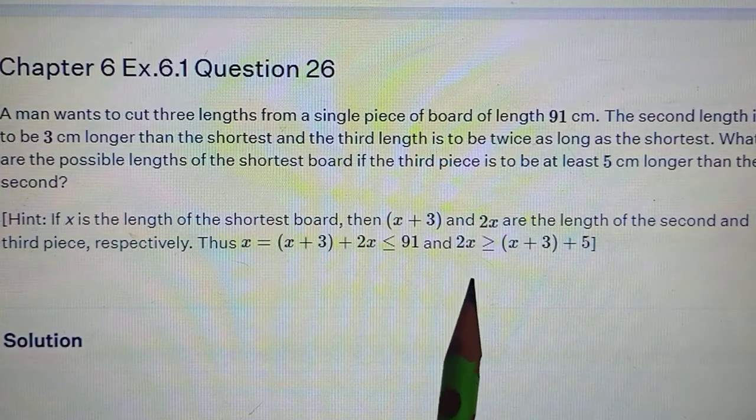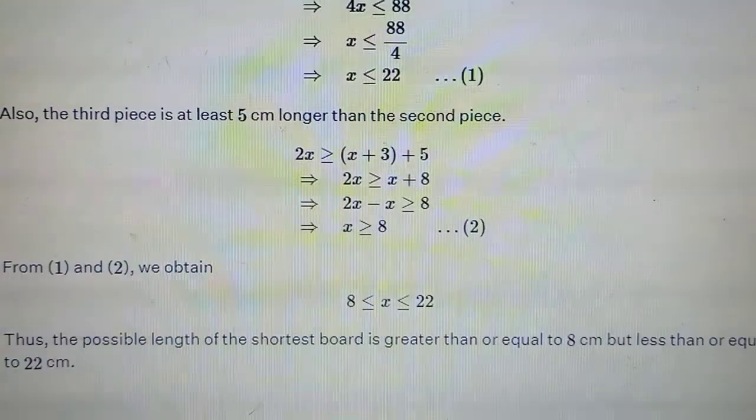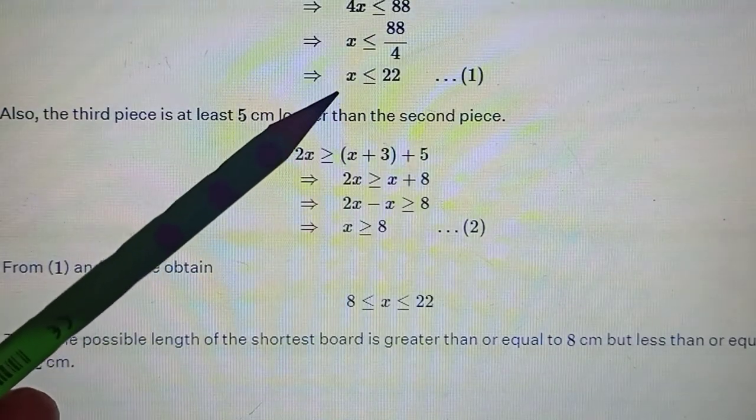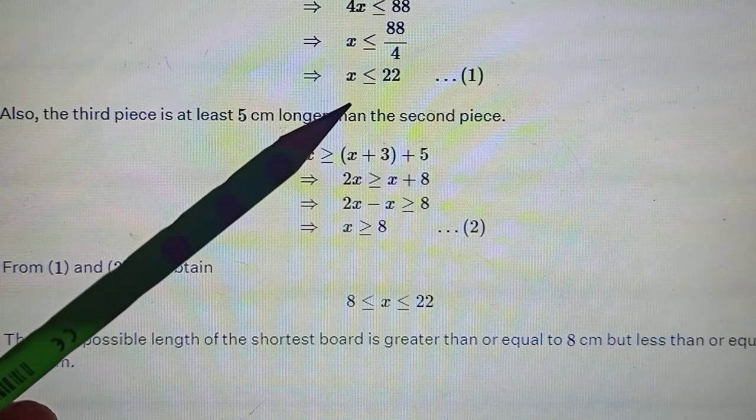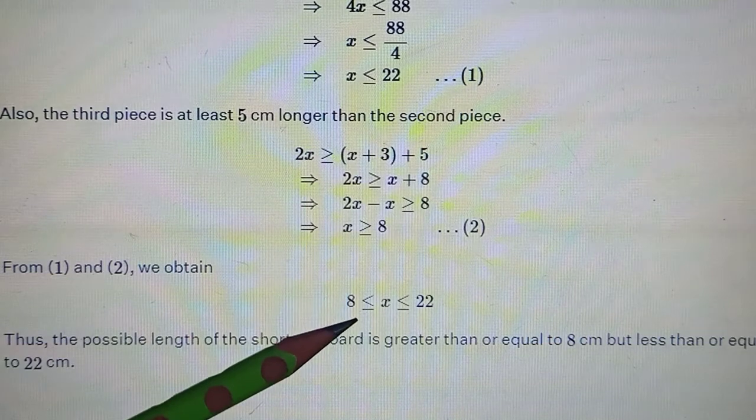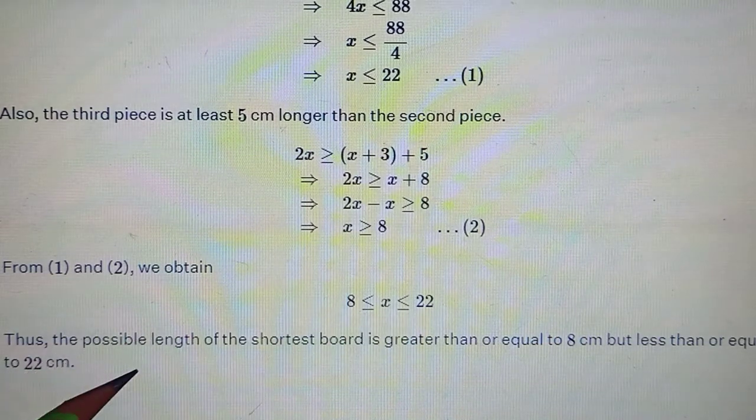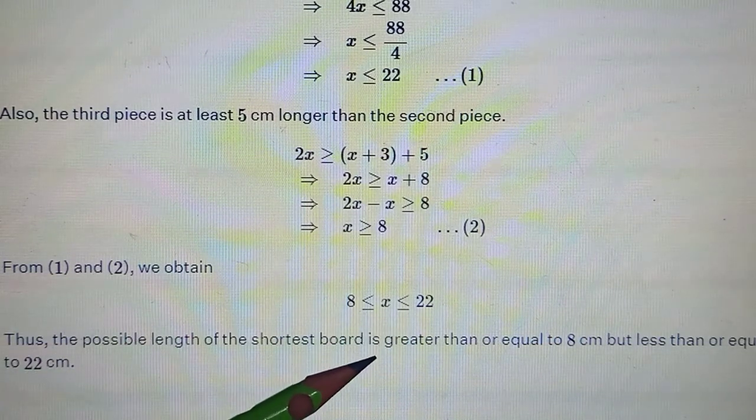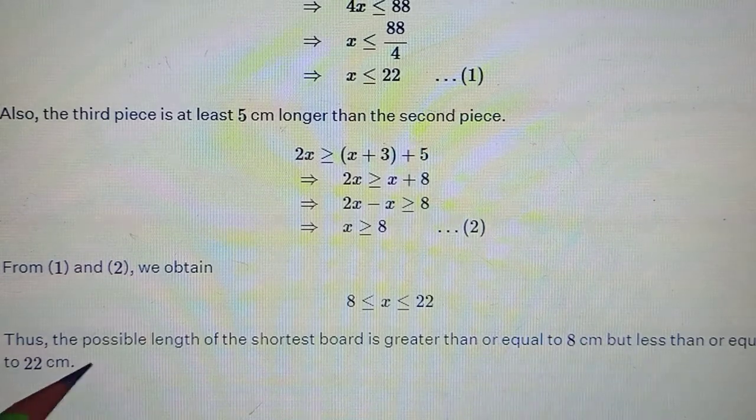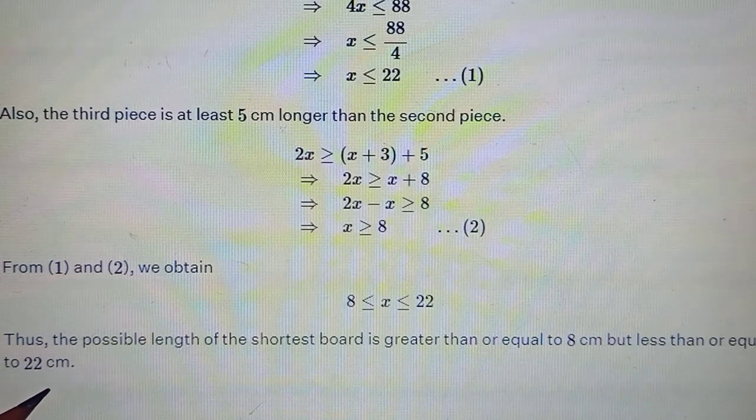Okay, so after solving both inequalities, your solution would be something like this. One limitation you're getting is x is smaller than or equal to 22. From the other one you're getting x should be greater than or equal to 8. So that's the range. Hence we would say the possible length of the shortest board would be greater than or equal to 8, but it should be less than or equal to 22. Right?